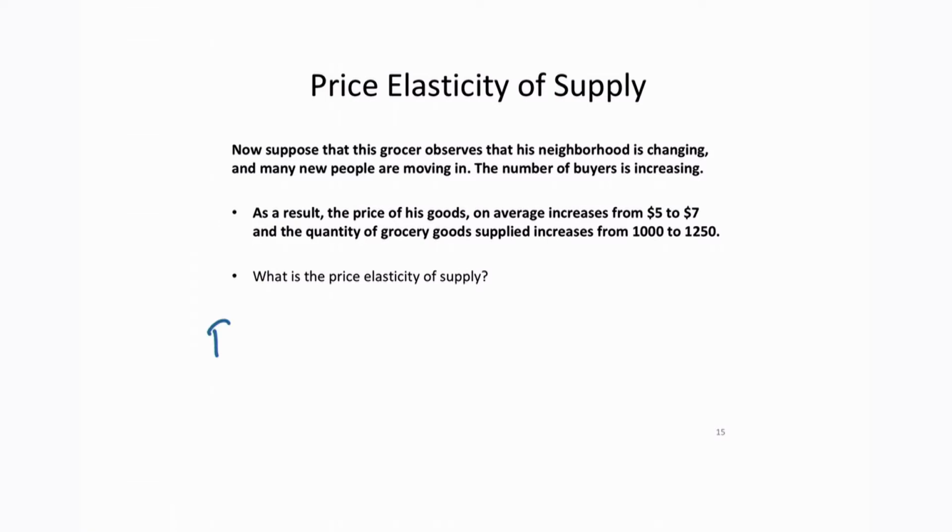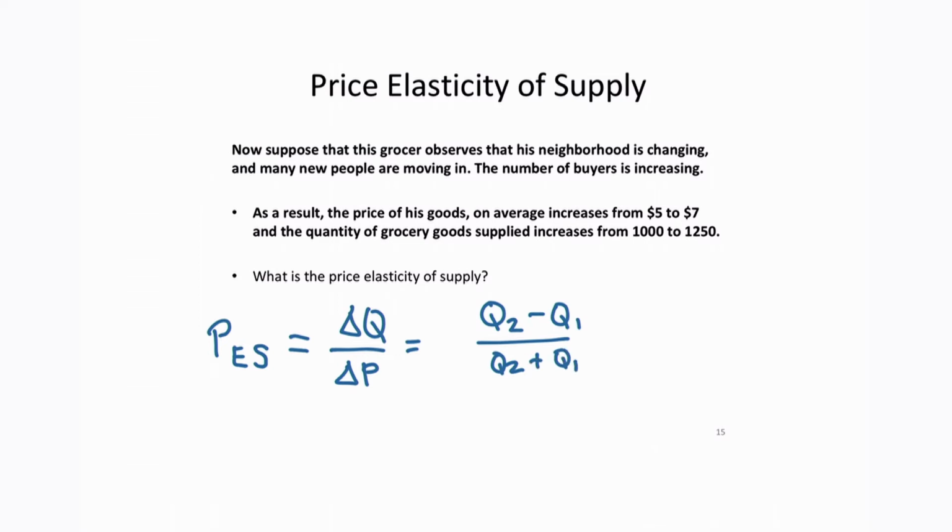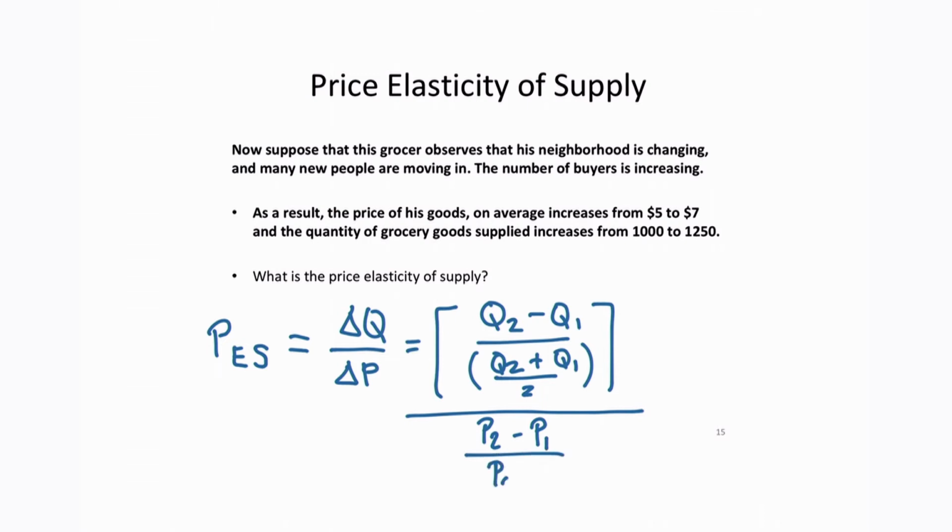The price elasticity of supply, remember, is calculated similar to the price elasticity of demand, where we're looking at the change in the quantity over the change in the price. So again, we have Q2 minus Q1 divided by Q2 plus Q1 divided by 2, our numerator. And all of this is going to be divided by P2 minus P1 divided by P2 plus P1 divided by 2. And that will give us the change in the price. Okay, so let's calculate price elasticity of supply.